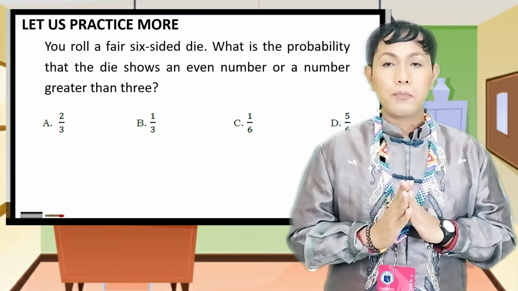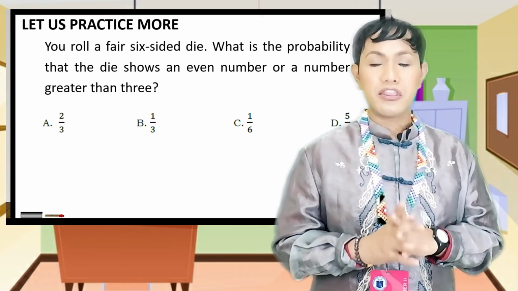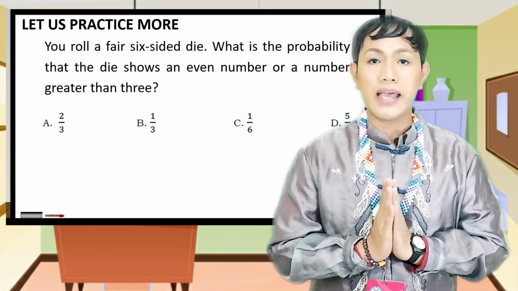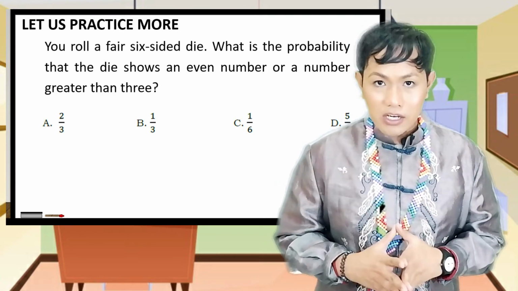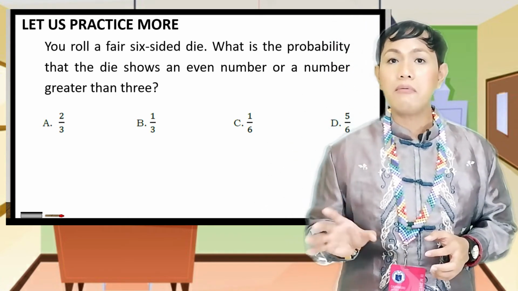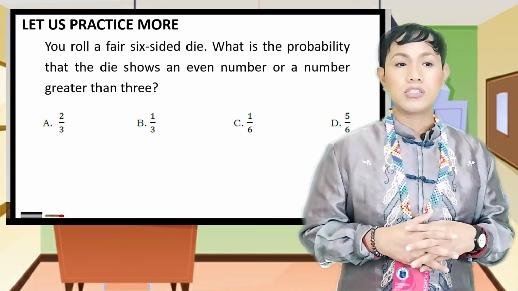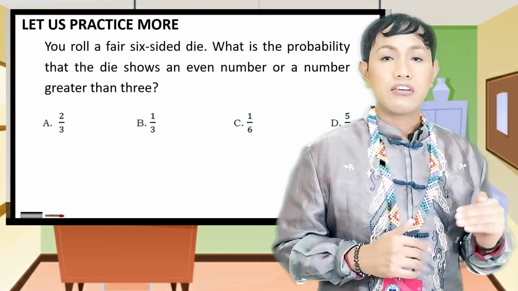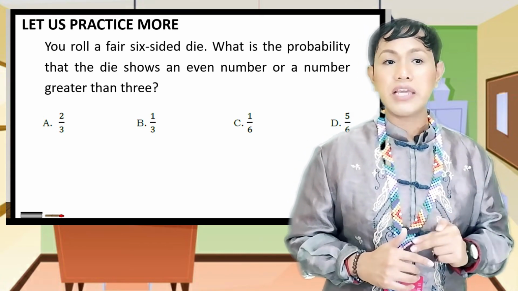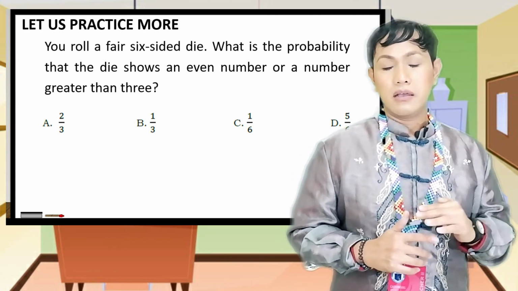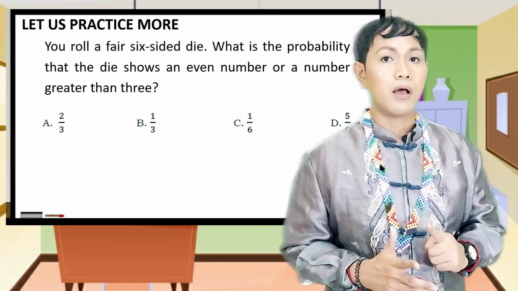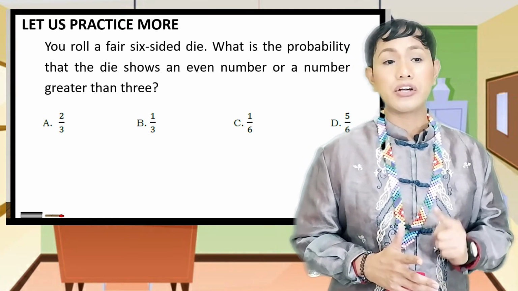So, the probability of getting an even or greater than 3 is equal to the probability of getting an even plus the probability of getting a number greater than 3 minus the probability that it is an even number and it is greater than 3. In fractions, this is equal to 3 over 6 plus 3 over 6 minus 2 over 6. Because there are 3 even numbers and there are also 3 numbers greater than 3. And what is that 2 over 6? Where does that come from? The 2 represents those even numbers greater than 3.